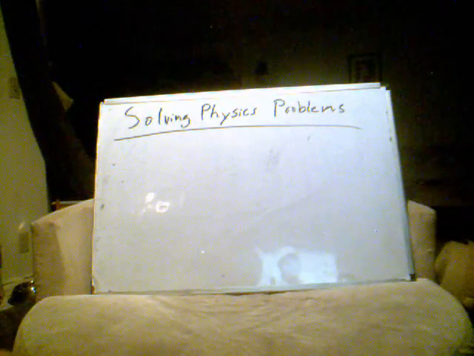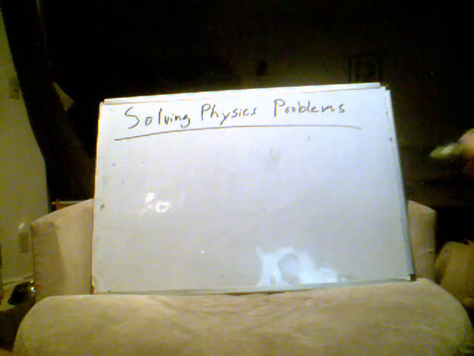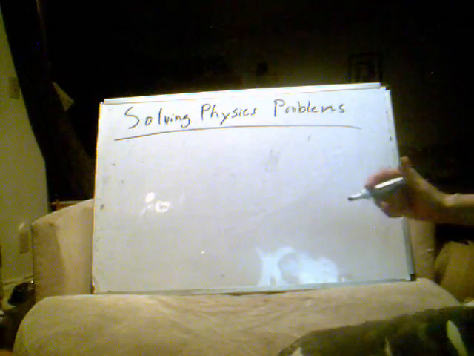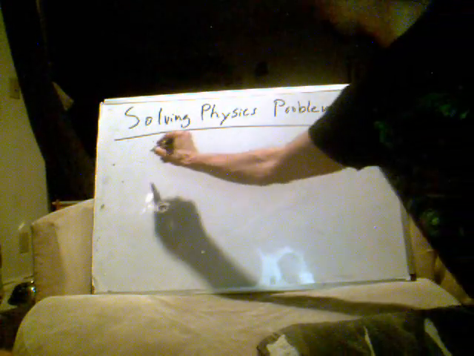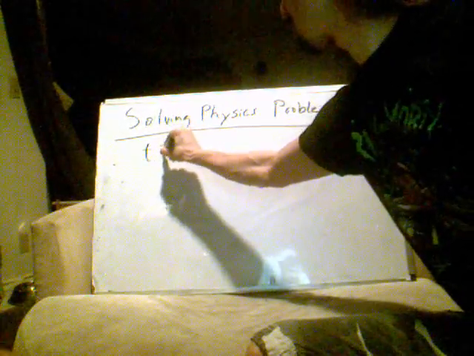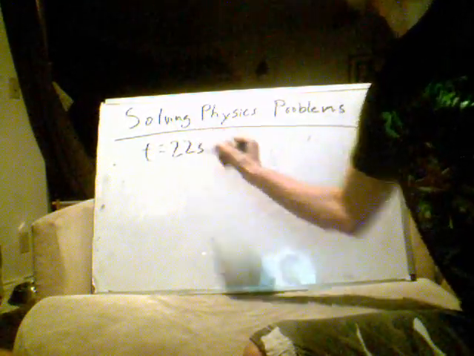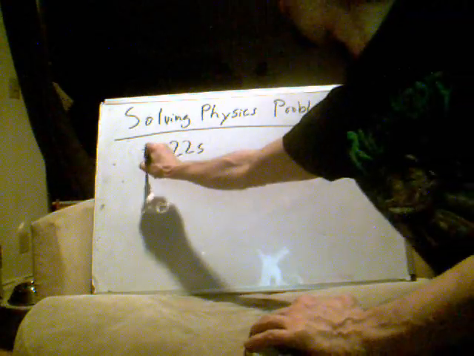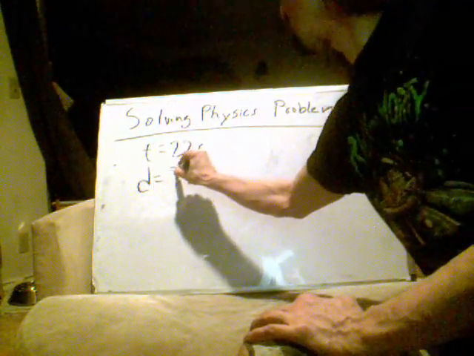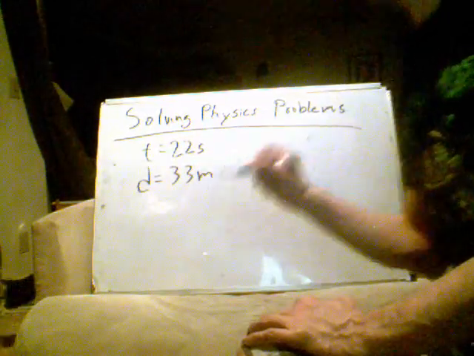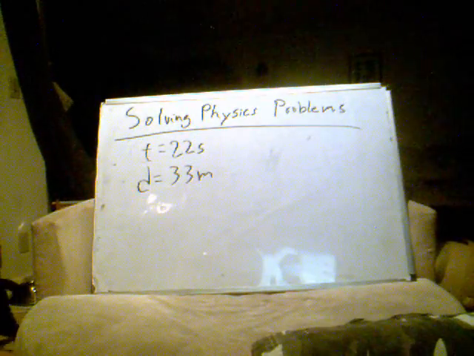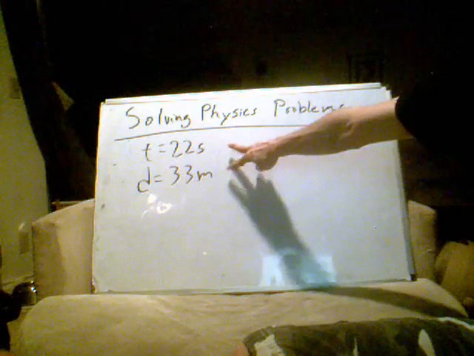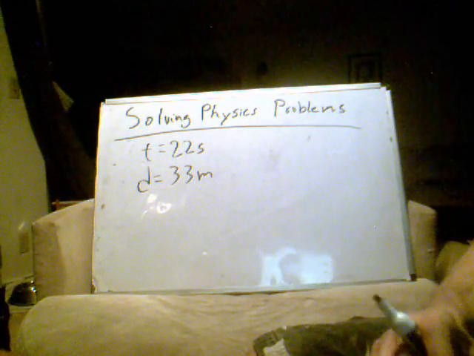Okay, so we have 2 important pieces of information here, the first of which is you walk down the hallway for 22 seconds. That means our time is 22 seconds. During that time, you travel a distance, let's call it d. Our d is 33 meters. Note that both of these quantities have 2 significant figures.